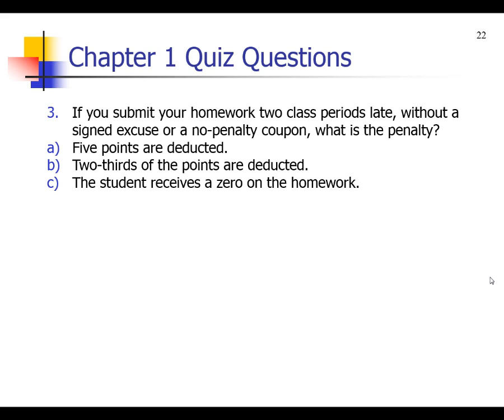If you submit your homework 2 class periods late without a signed excuse or a no penalty coupon, which I don't have, what is the penalty? Depends on the professor, but you will receive a 0. What did I say? I have no late policy, right? Y'all didn't read my syllabus?